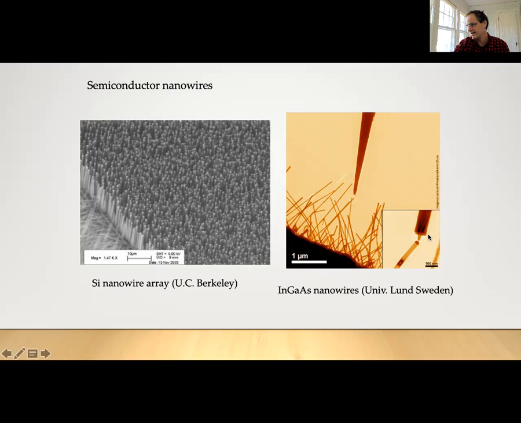This is actually a scanning tunneling microscope being brought up to the end of one of these tips, but that's beside the point. Let's go ahead.